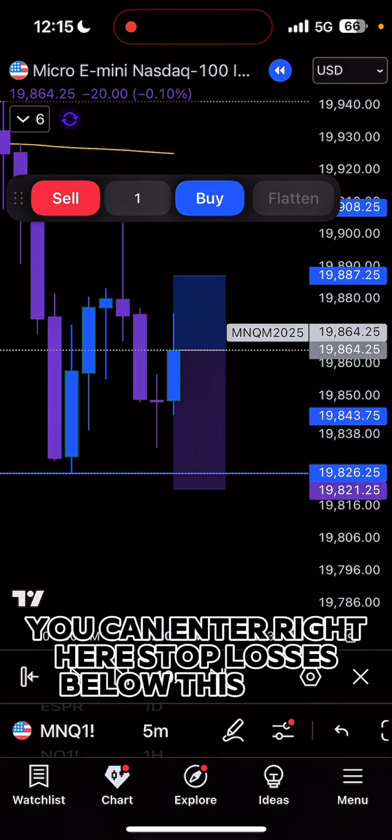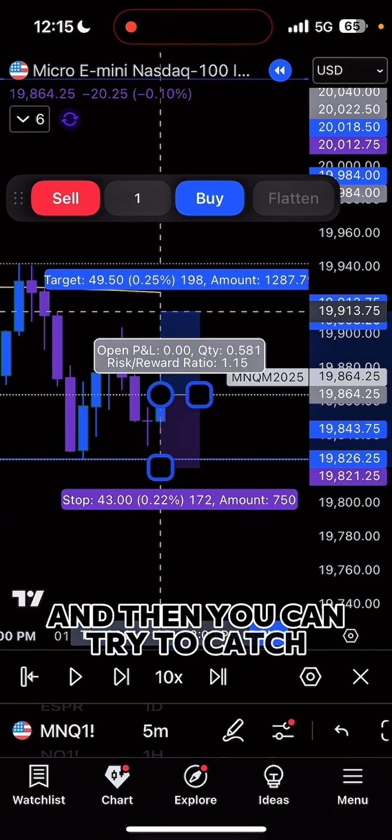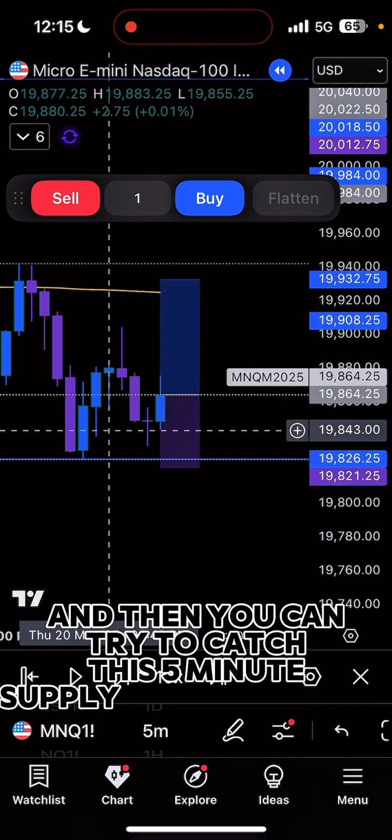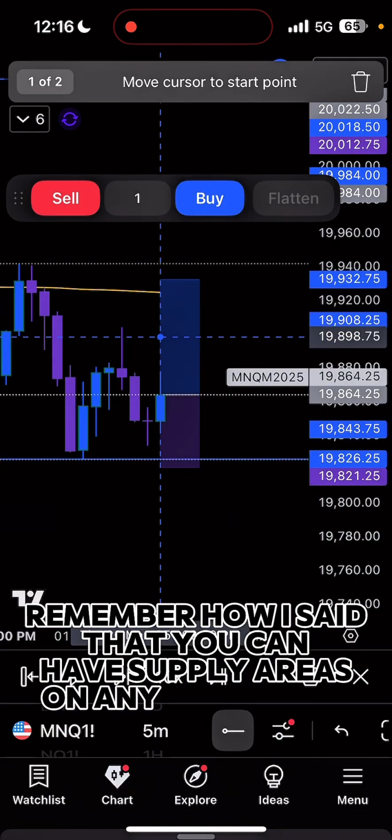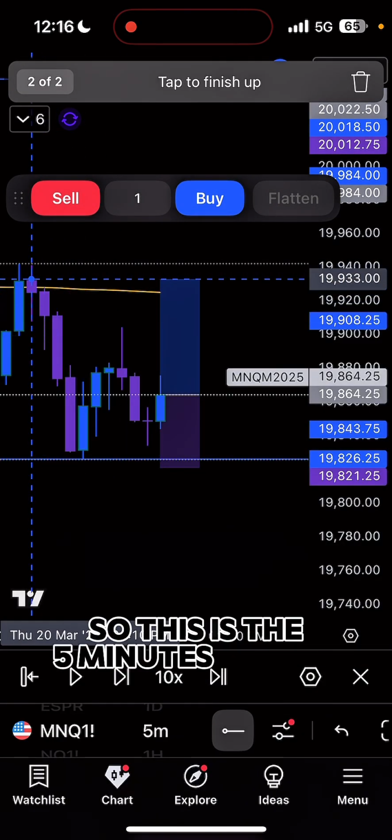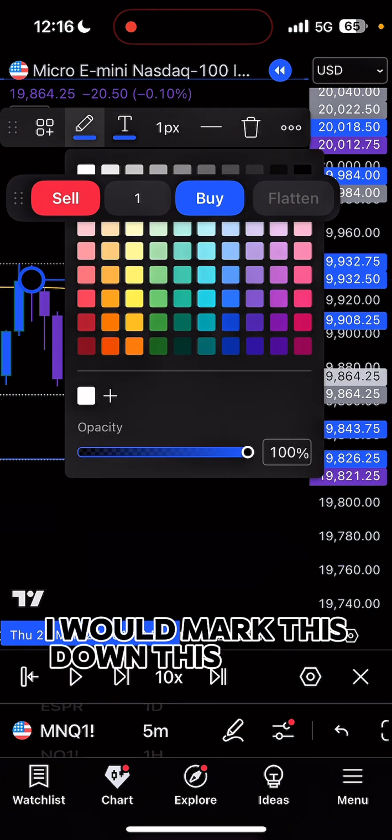Stop loss is below this zone. And then you can try to catch this 5-minute supply right over here. Remember how I said that you can have supply areas on any time frame? So this is the 5-minute supply right here. I would mark this down. This would be my first target.